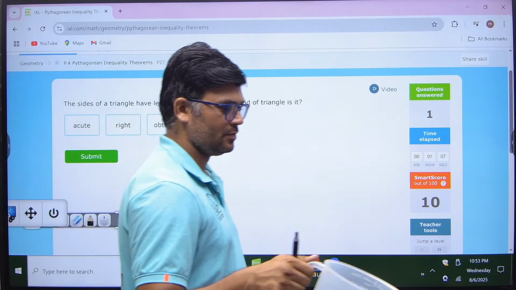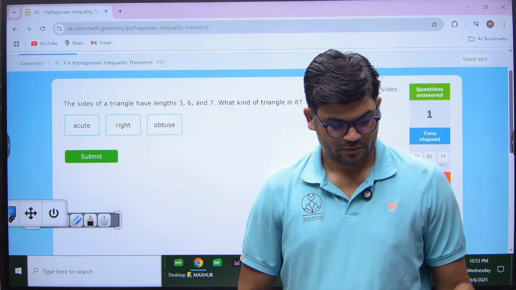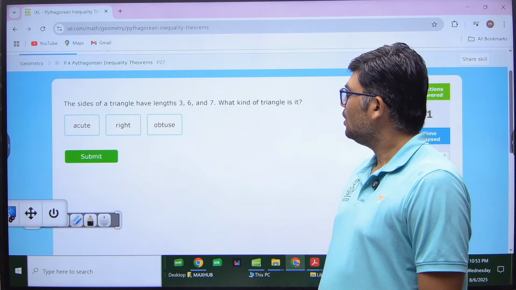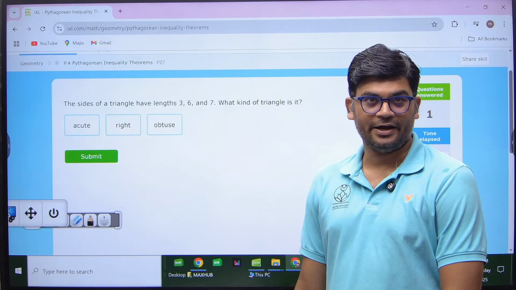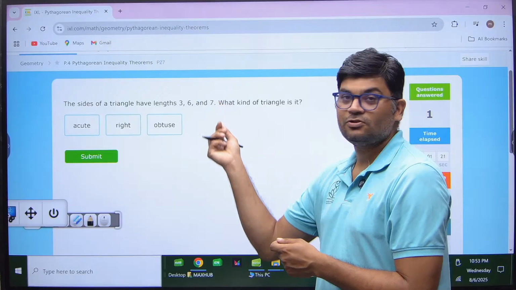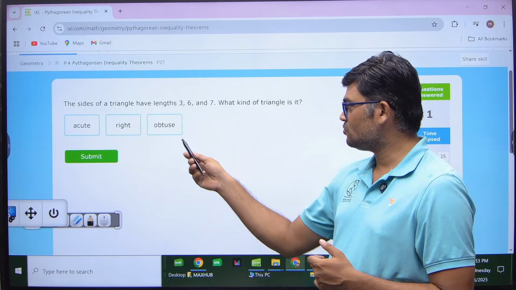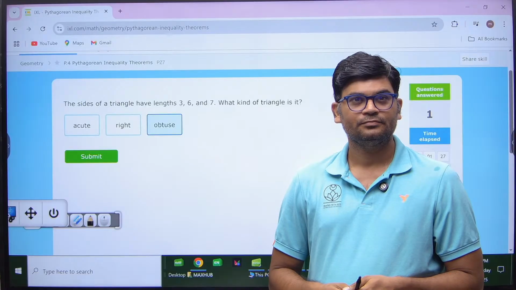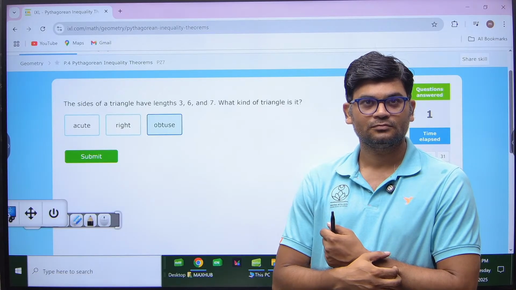Now the hypotenuse is the largest side. Largest means its square is the largest. 36 plus 9 is 45, and this is 49. This should be obtuse. So if the sum of those two squares is less than the square of the largest side, then it means it's obtuse.